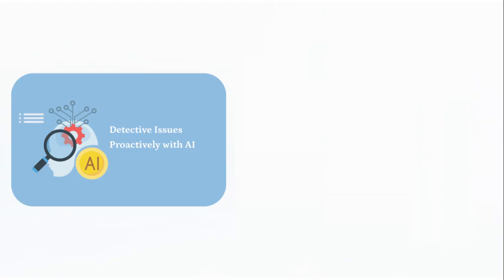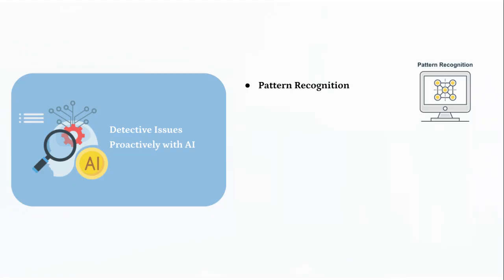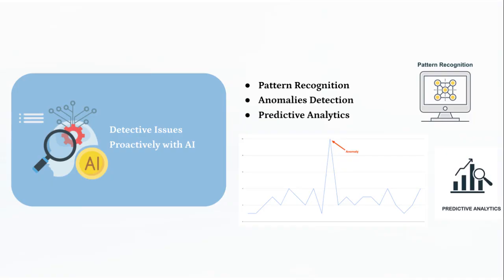AIOps achieves this through pattern recognition. AI learns from historical data to identify deviations. Anomaly detection: machine learning flags unusual system behavior. Predictive analytics: AI forecasts potential failures. By detecting issues early, IT teams can take proactive measures instead of waiting for something to break.